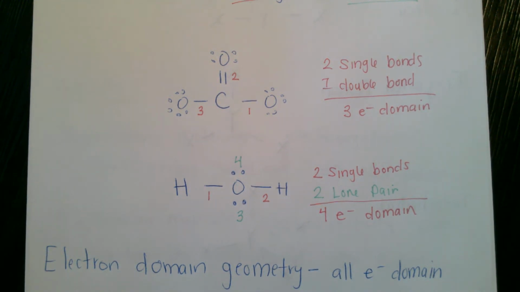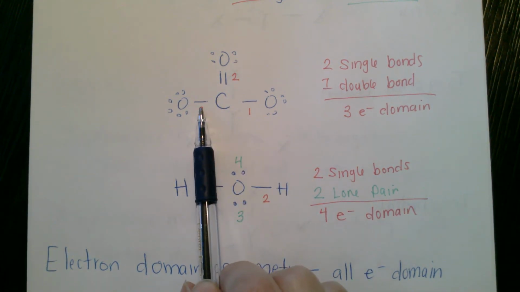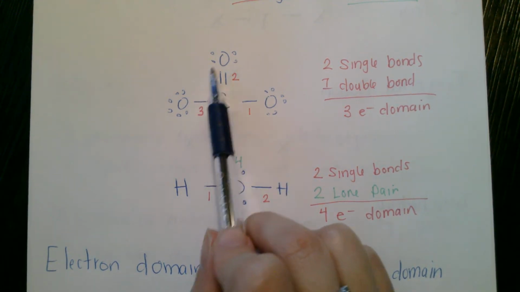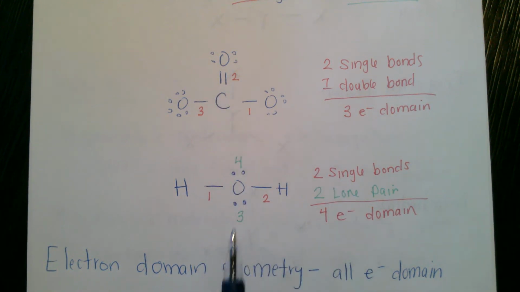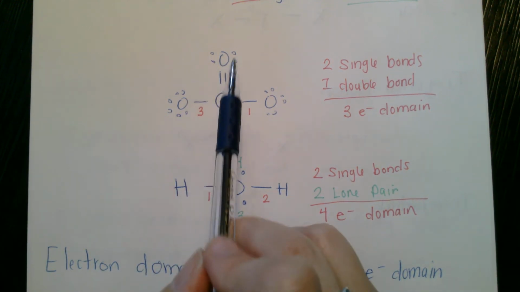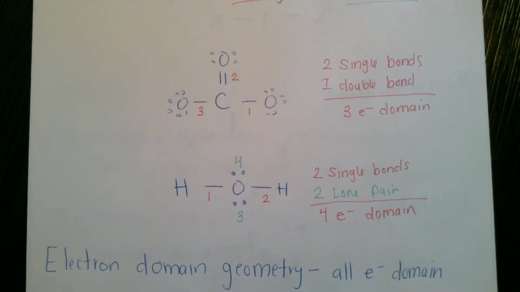Okay, so that's how electron domains work. We've seen all of the examples except for one. Notice we can have single bonds as electron domains. We can have a double bond as an electron domain. We can have lone pairs as electron domains. The last one we're missing is a triple bond. A triple bond would be a single electron domain, the same way that a double bond is.